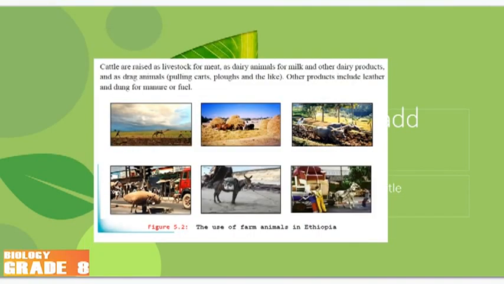Cattle are raised as livestock for meat, as dairy animals for milk and other dairy products, and as drag animals, pulling carts, ploughs, and that sort of thing. Other products include leather and dung for manure or food. That will show you some more agricultural practices of cattle.